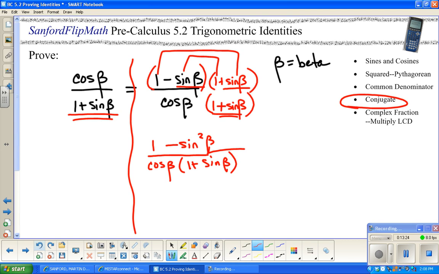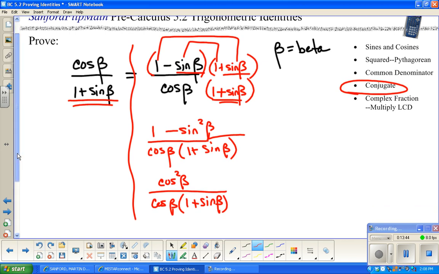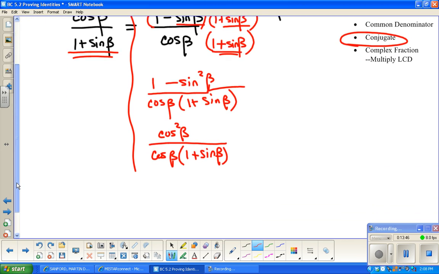Okay, now we just saw on the last problem something very similar to this. Well, 1 minus sine squared is equal to cosine squared. So here it is, cosine squared beta over cosine beta. Yes, write the beta. It doesn't matter what letter it is. It's just going to follow the same function like an x or anything else.